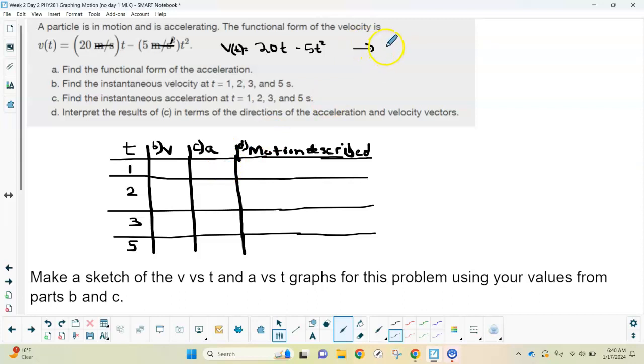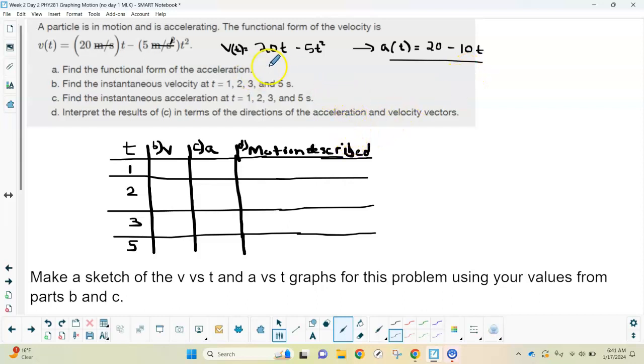So hopefully you pause the video. If you take the acceleration, it's the derivative with respect to time. So this is 20t to the first power, so it's just going to be 20 because the t is to the first. And then for the second term, you bring the 2 down in front, so it's 2 times 5 is 10. And then you subtract 1 from the exponent, so it's just t. So that is the acceleration function with respect to time.